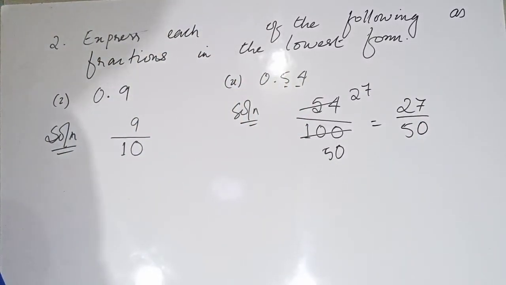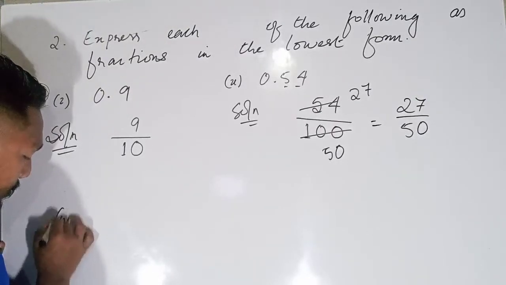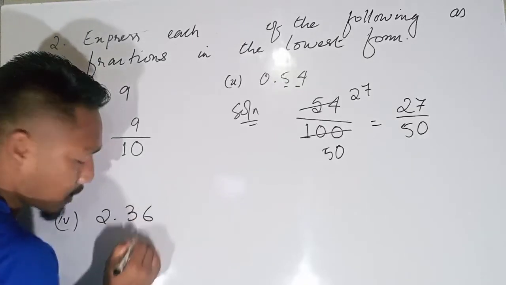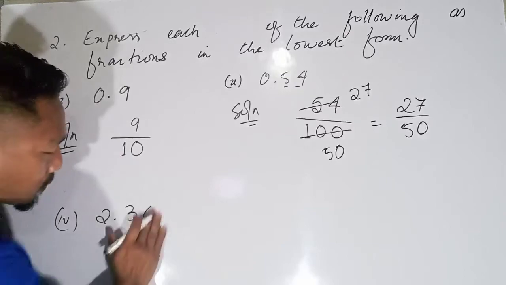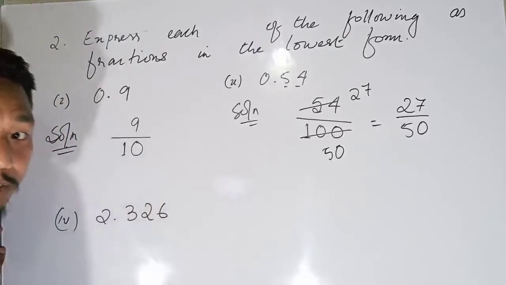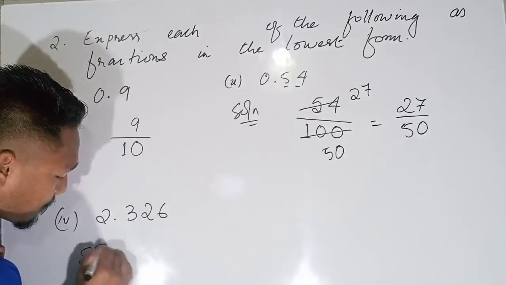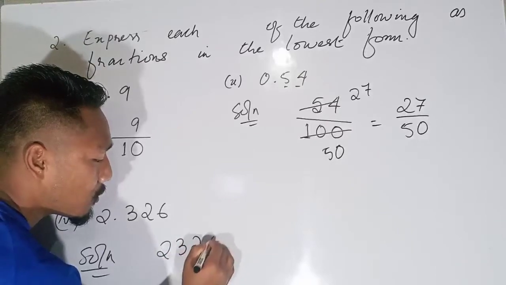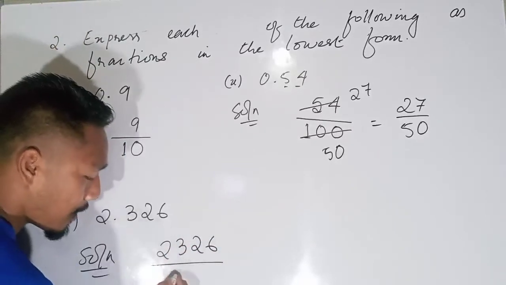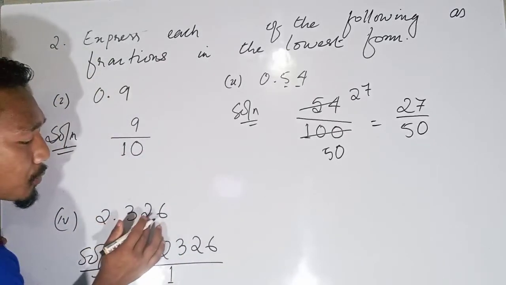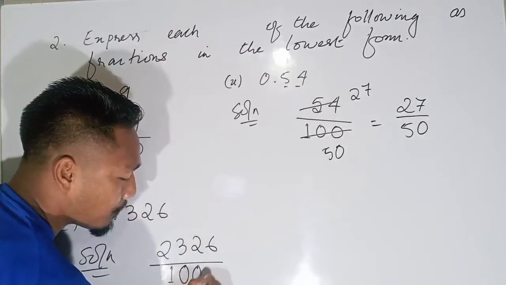Okay, next, question number 2, that is, I'm writing number 4. Number 3, you did by yourself. So 2, 3, 6, 2, 6. Okay, 2, 3, 2, 6. Now what are the numbers? Whatever the numbers are there, you write the same thing again. So 2, 3, 2, 6. In place of the point, you write 1. After the point, how many numbers are there? 1, 2, 3, then convert it into 3 zeros.